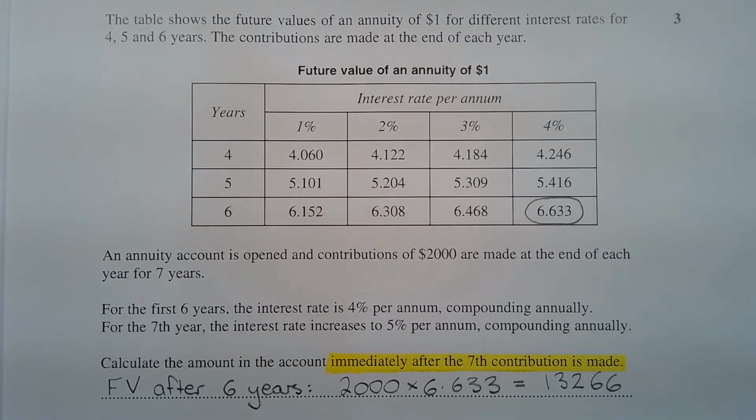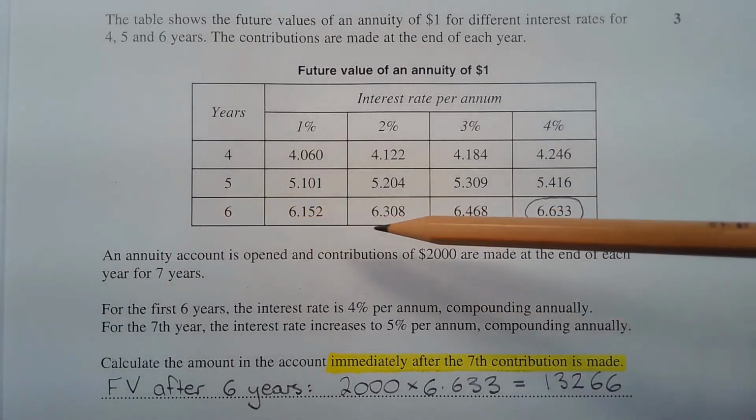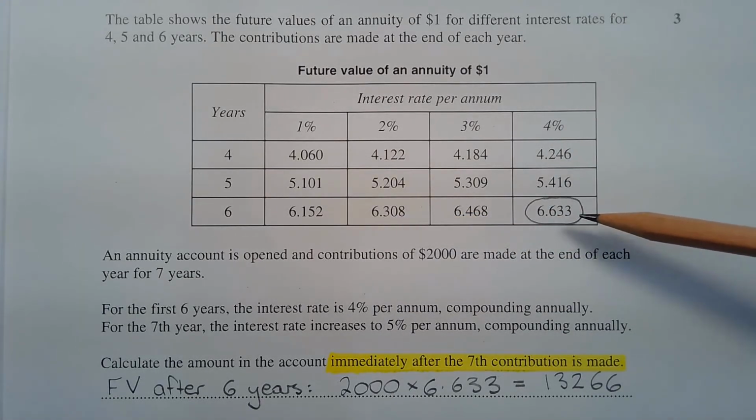So to find the future value after 6 years, we're going to use the table of interest factors given. To locate the correct interest factor, firstly locate the correct row. We're dealing with the first 6 years, so it's going to be row 6, and it's 4% per annum compounded annually, so it's going to be the 4% column. Where the row and the column intersect, this value here is the correct interest rate factor to use.